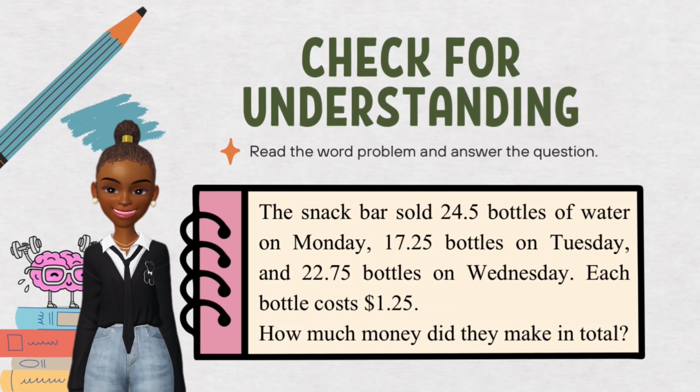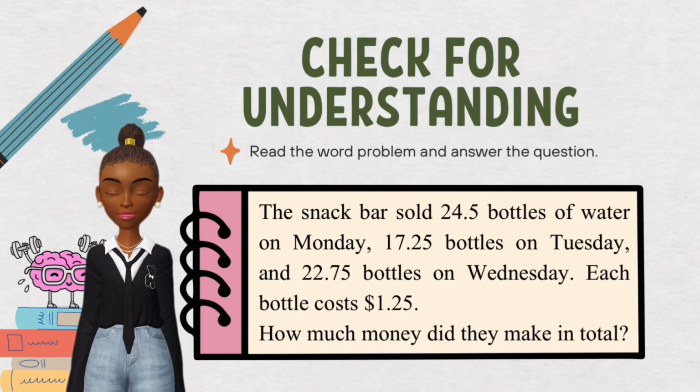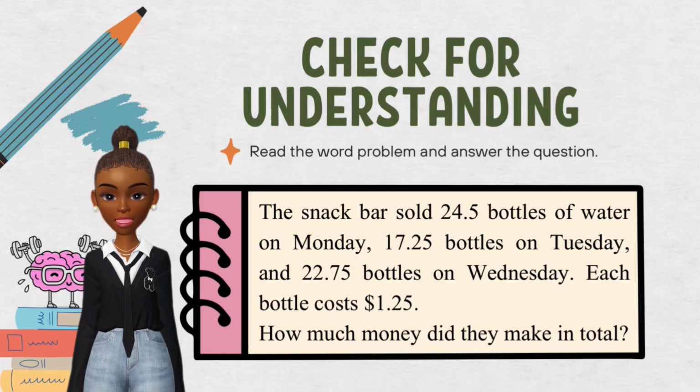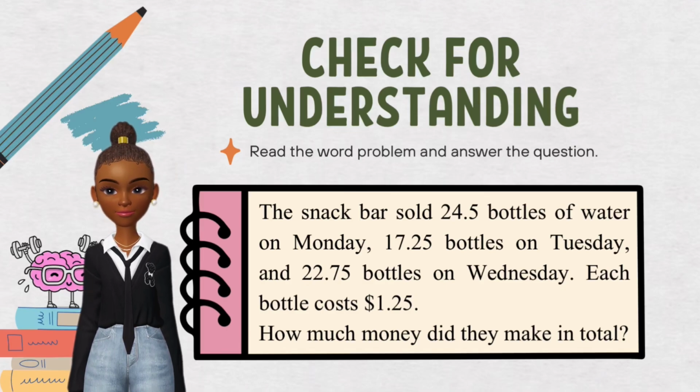All right, scholars, great work getting through all 4 examples. Now it's your turn to try one on your own. A snack bar sold 24.5 bottles of water on Monday, 17.25 on Tuesday, and 22.75 on Wednesday. Each bottle cost $1.25. How much money did they make in total? Pause the video and solve using our read it, see it, solve it strategy.